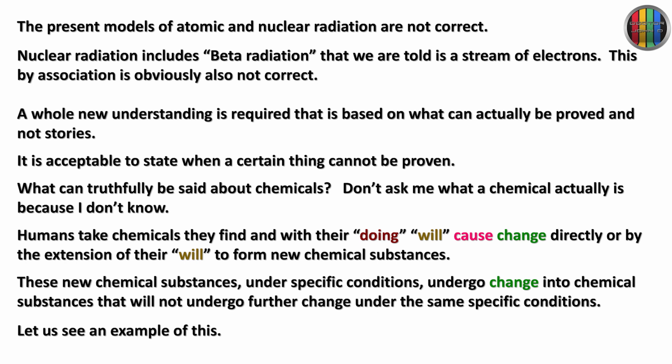What can truthfully be said about chemicals? Don't ask me what a chemical actually is, because I don't know. Humans take chemicals they find and with their doing will cause change directly or by the extension of their will to form new chemical substances. These new chemical substances, under specific conditions, undergo change into chemical substances that will not undergo further change under the same specific conditions. Let us see an example of this.